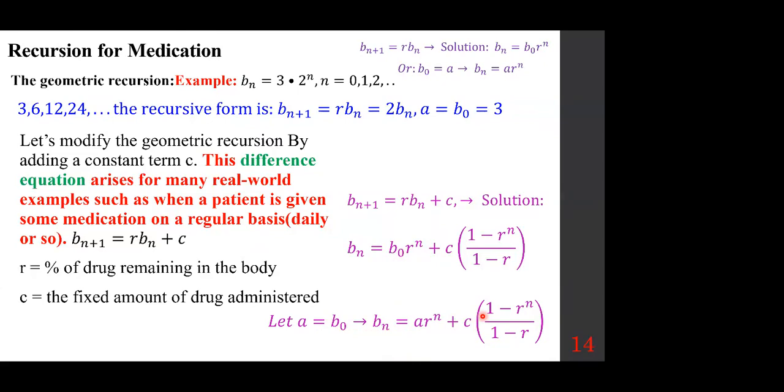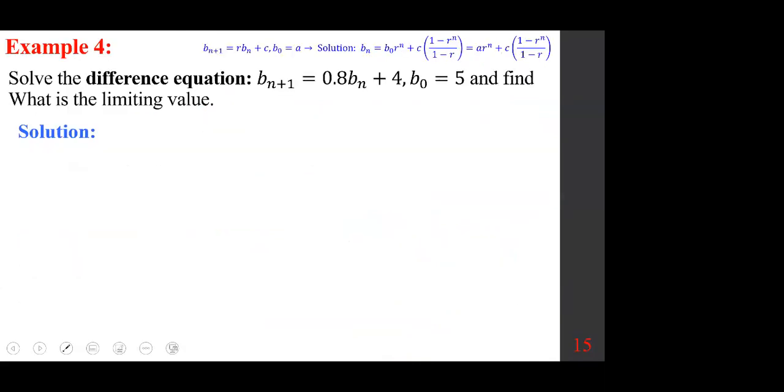Let's look at some examples involving this concept. At the top, I am giving you the formula and the solution. So we want to solve the difference equation in this example. B sub n plus 1 equals 0.8 b sub n plus 4, where b sub 0 is given to be 5. And when we are done, we want to find the limit. Okay, everybody? So let's see how we do that.